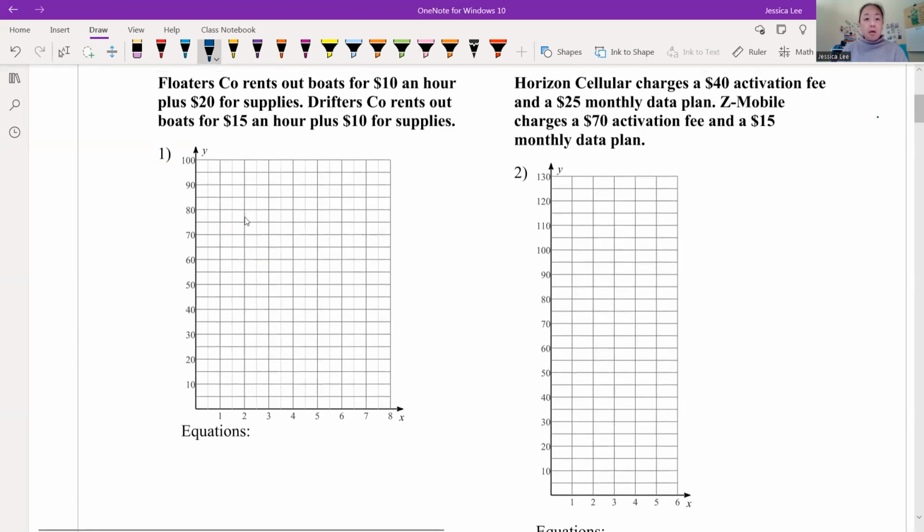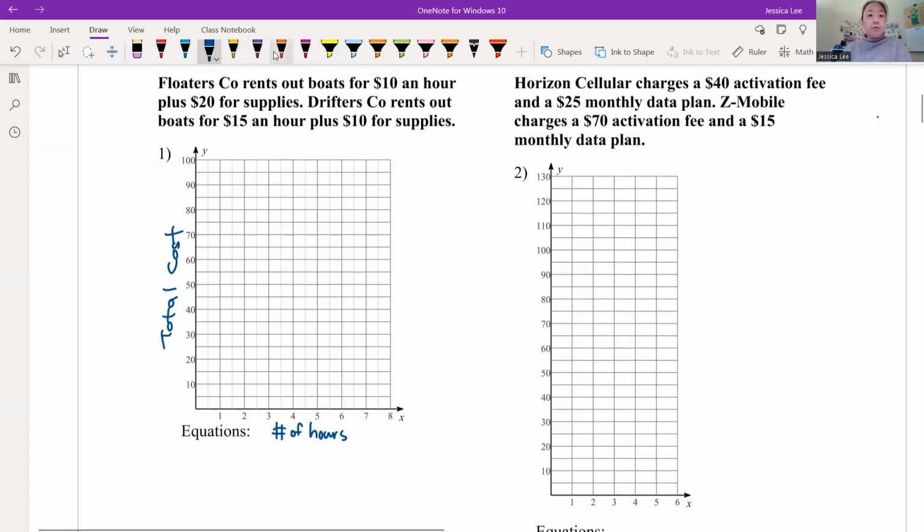All right, so right here on the bottom, our X is talking about the number of hours we will be renting. And our Y-axis is going to be talking about the amount of money, right? So total cost. How much is it going to cost us as customers?